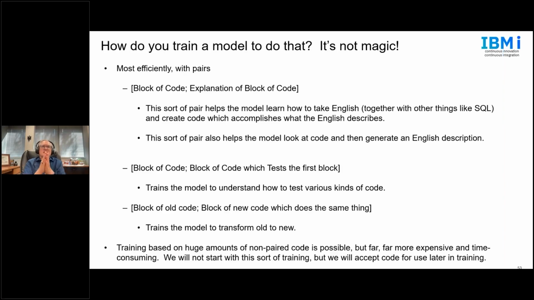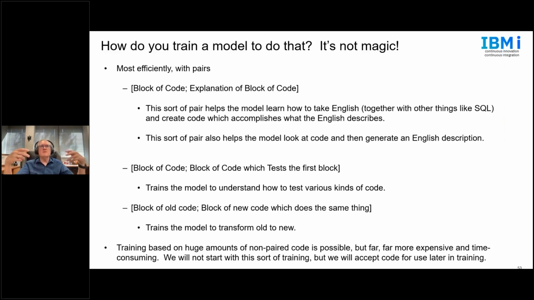Okay, now it's not magic to create a model. It takes a significant amount of work, and the work can be done in efficient ways and non-efficient ways. The most efficient way to train it is to say, here's a block of code and here's the explanation of that block of code, right? So if you have a block of code and an English description of it, you can feed it in, and after enough of those, the large language model will then figure it out. It doesn't need every single thing to be described to it.